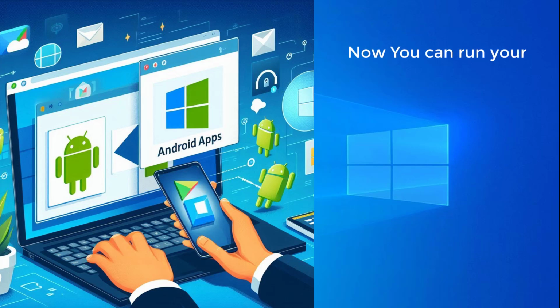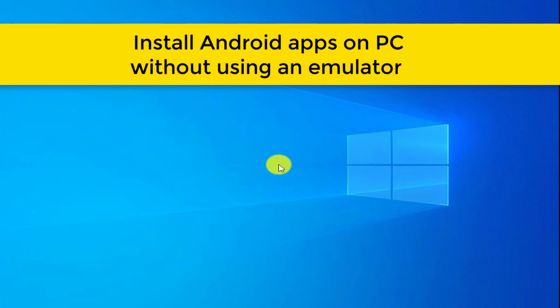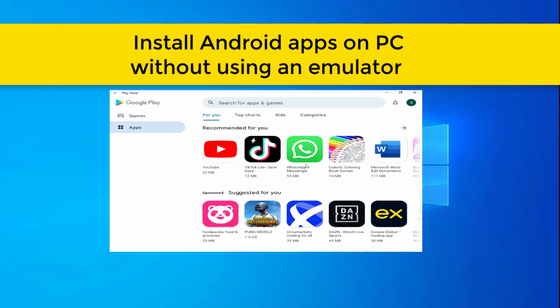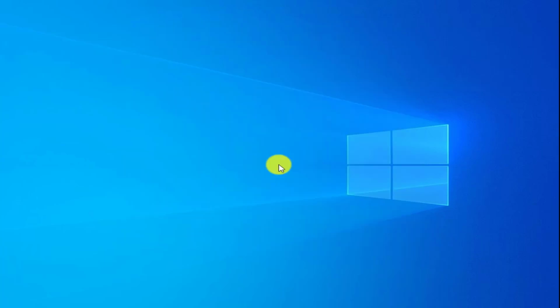Now you can run your favorite apps directly on your Windows 10 PC. In this HCT Tech tutorial, we'll show you how to install Android apps from the Google Play Store and APK files without using an emulator.